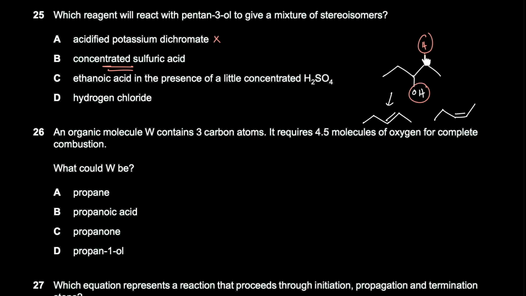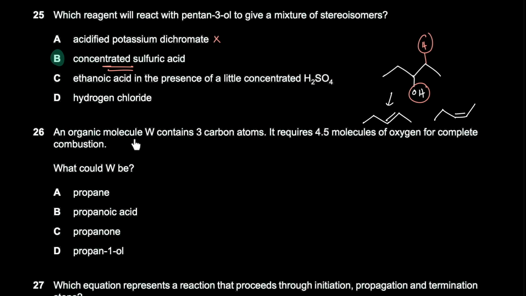So when pentan-3-ol is dehydrated, concentrated sulfuric acid is used to dehydrate an alcohol. That's elimination of H2O, that's the mechanism, elimination. We remove an OH and a hydrogen from the neighboring carbon. We get a double bond here. We get pentene, but pentene displays cis-trans isomerism. So the answer is B. We get a mixture of stereoisomers.